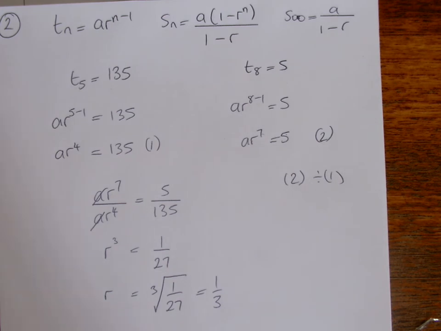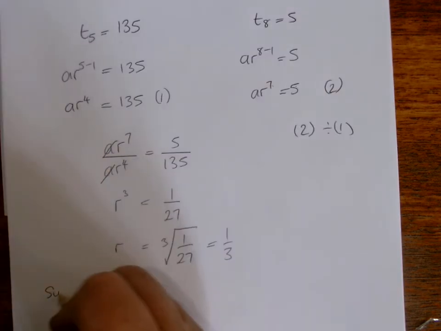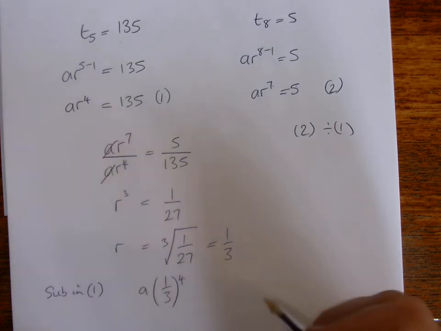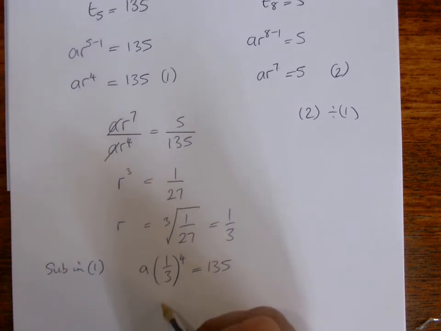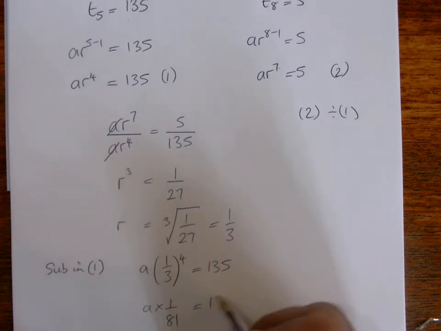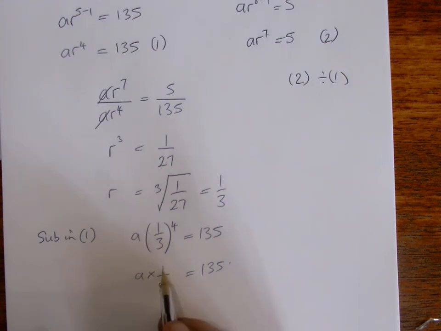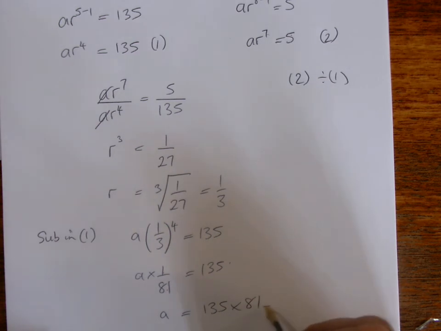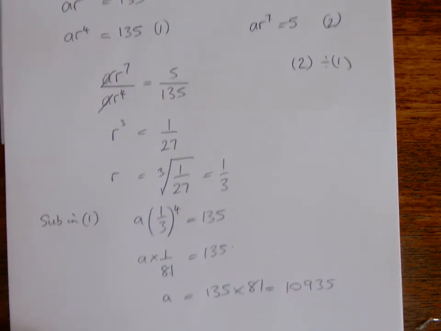Quite simply, then sub the value of r into equation 1 or equation 2 to work out a. So if I sub it into number 1, we have a times r to the power 4 equals 135. Well, r to the power 4 there, that will be a times 1 over 81 equals 135. And what I can do then is take that 81 over the other side, so a times 1 here is a, take the 81 over and times, and I get my answer out of my calculator to be quite a large number for a, but that's what it is there, 10,935.